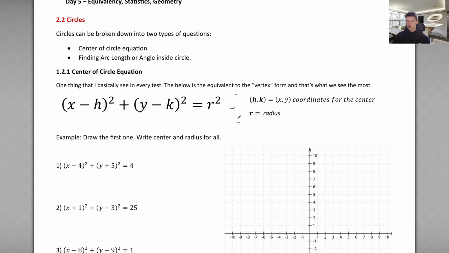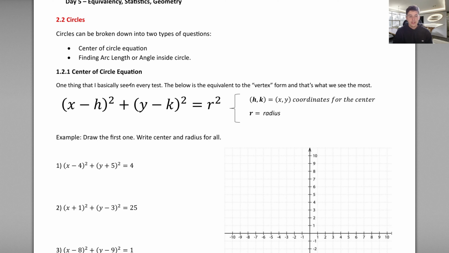Alrighty, let's do circles. For some reason, the SAT loves their circles, especially this formula right here, which is the center of circle equation. Let's see what kind of questions we can get for circles. Multiple of them are about the center of circle equation, which is this one. And a couple of them, if it is on the test, are going to be finding arc length or angle inside a circle. All right. So let's jump straight into the center of circle equation.